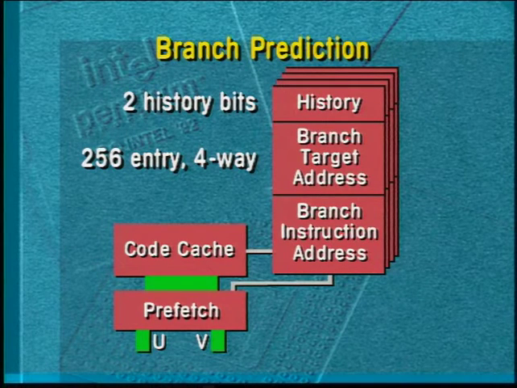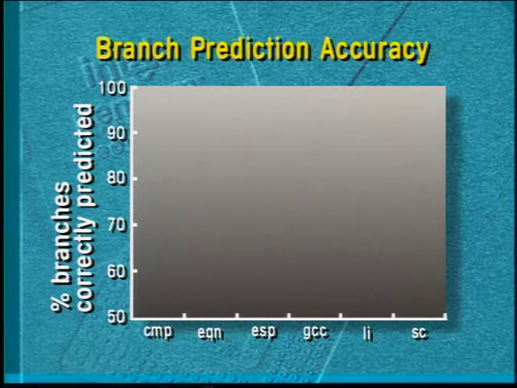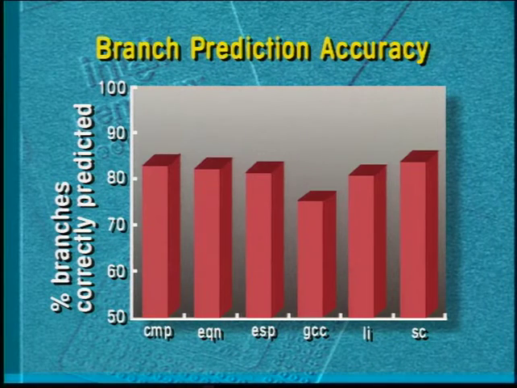Using 2 bits of history helps in cases where a branch is consistently taken for a while, then occasionally not taken. Only when the prediction is wrong twice in a row will the prediction be changed. We have some measurements of the branch prediction accuracy, taken with the built-in performance monitoring hardware. As you can see, the branch prediction accuracy is generally 80% to 85%, with the exception of the GCC benchmark, which is only 73%.